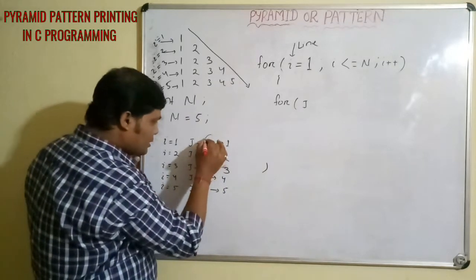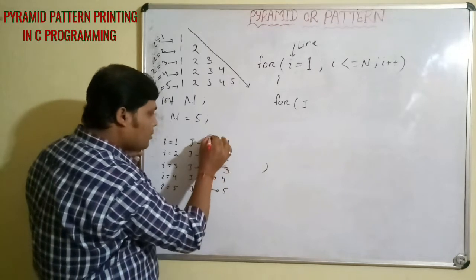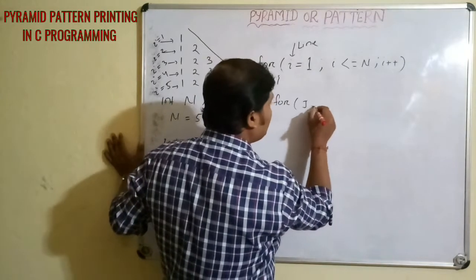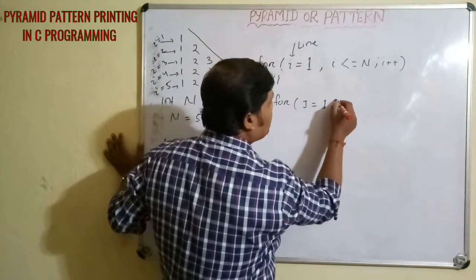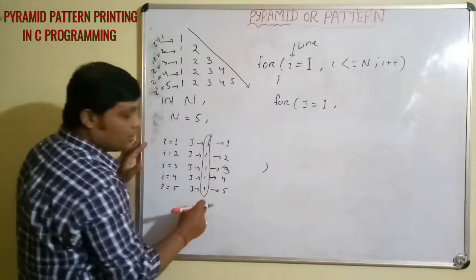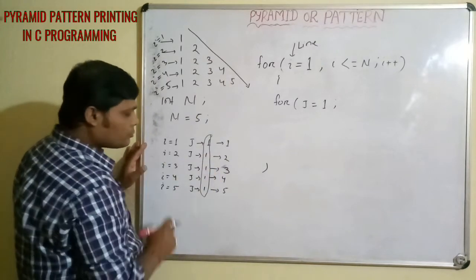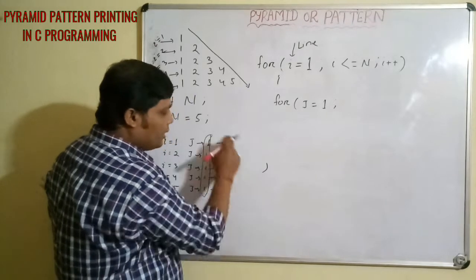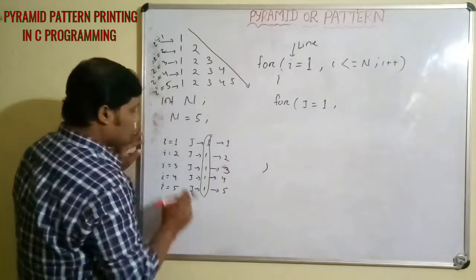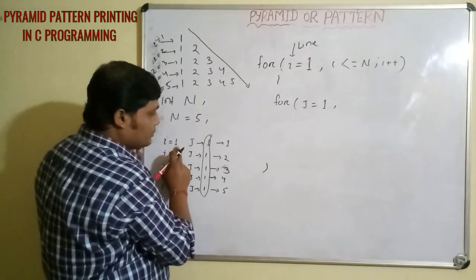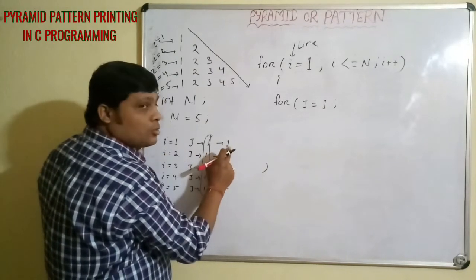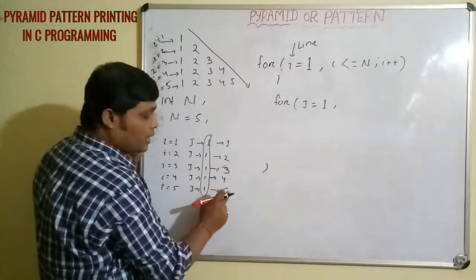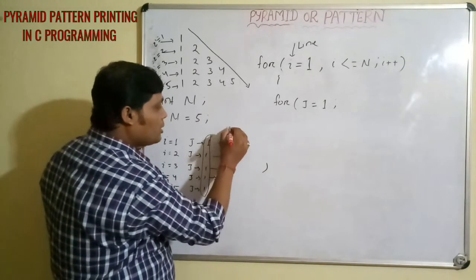So you can see j always starts from a constant value, that is 1. So I do not have to think; just write j equal to 1, because j always starts from the constant value 1. Clear? Now j ends with a variable. What is that variable? Just see. When i is 1, it ends with 1. When i is 2, it ends with 2. When i is 5, it ends with 5. So it is ending with i.